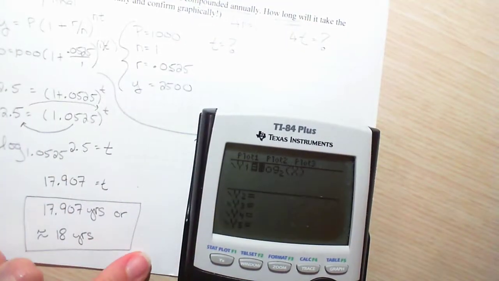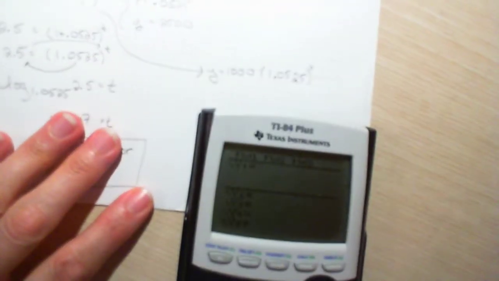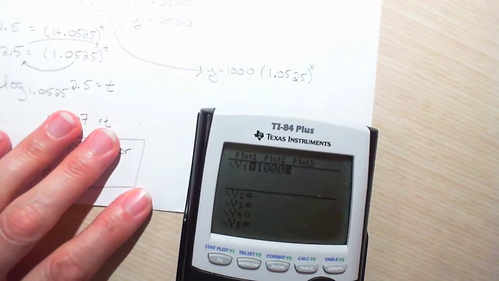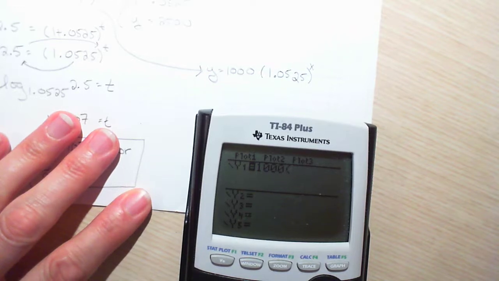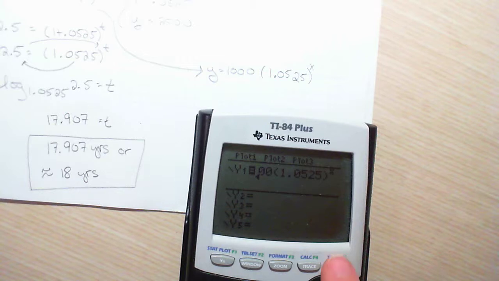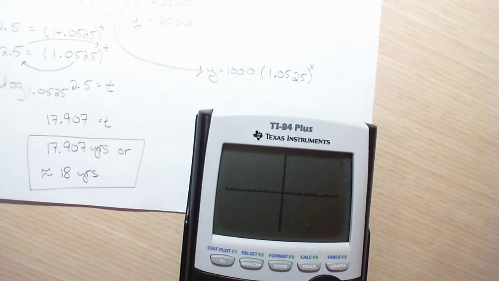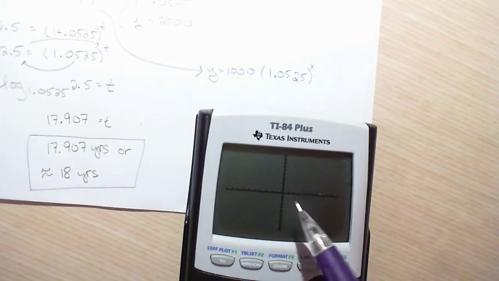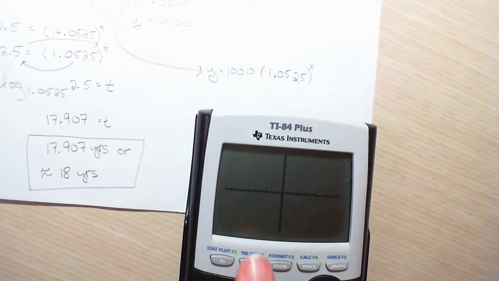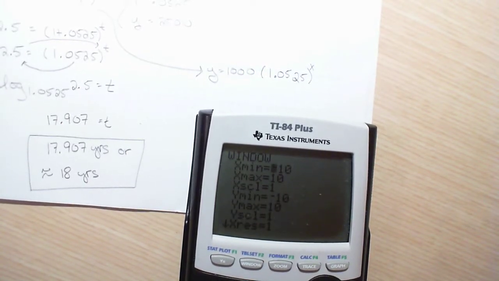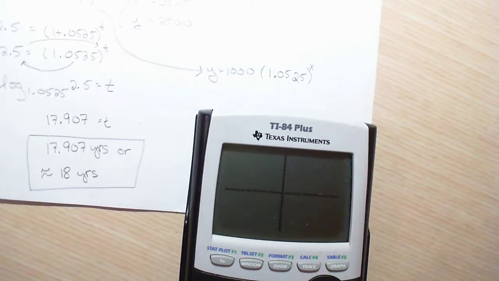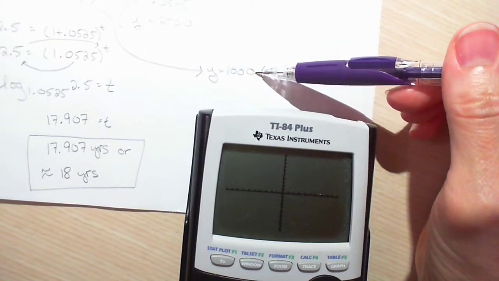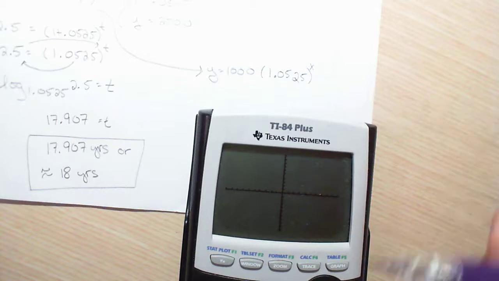So let's put this in our calculator. Let's clear that one out. So this is 1,000, parenthesis, 1.0525, parenthesis, to the x. Okay, let's graph that. Should look like an exponential. I have a feeling this graph is not going to show. It's not going to show because my window is set for 10 and negative 10. So my y-intercept is 1,000, so it's starting way up here. But I think that's okay.